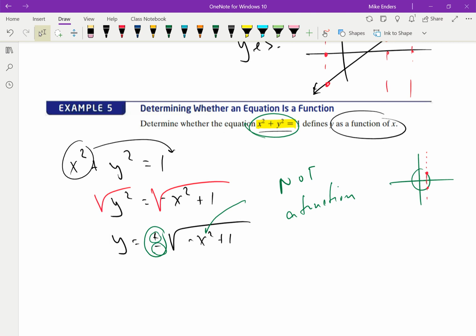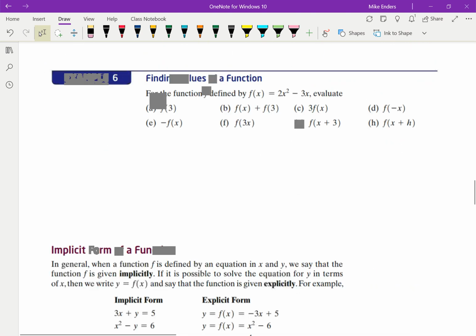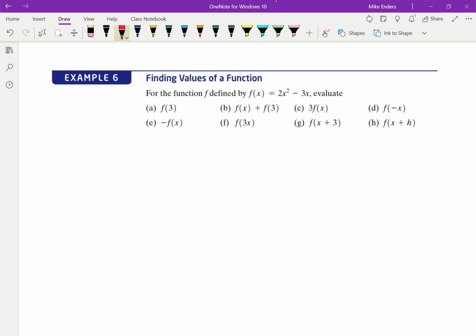The other thing that we want to take a look at is just finding values of functions. So what if we are already told this is a function, and we just want to know what is the value of the function? So we end up with something called function notation. So for the function f defined by f of x equals 2x squared minus 3x, it says evaluate. This notation here, f of x equals 2x squared minus 3x, we pronounce this f of x.